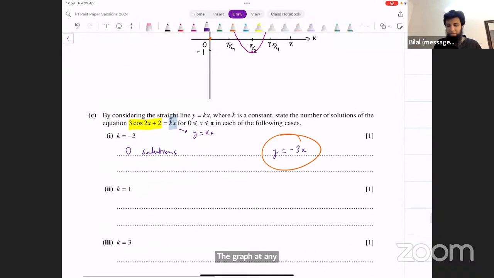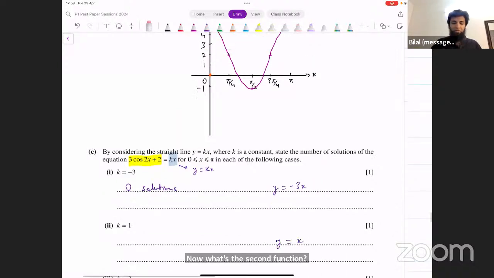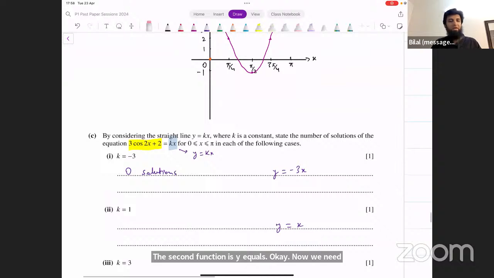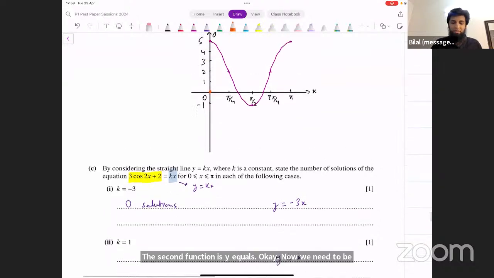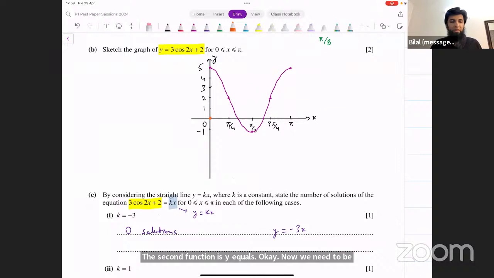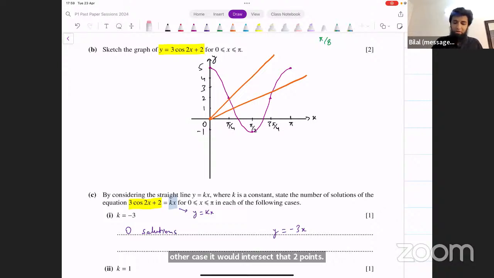Now, what's the second function? The second function is y equals x. Now we need to be careful because now the gradient is 1. How is this graph going to look like? Remember, the gradient is 1. If the gradient is 1, it's going to be positive gradient like this. Now, how do we know if it's going to go like this or it's going to go like this? Because in one case, it would intersect at 1 point. In the other case, it would intersect at 2 points. So we're not sure about that. So how do we figure that out?